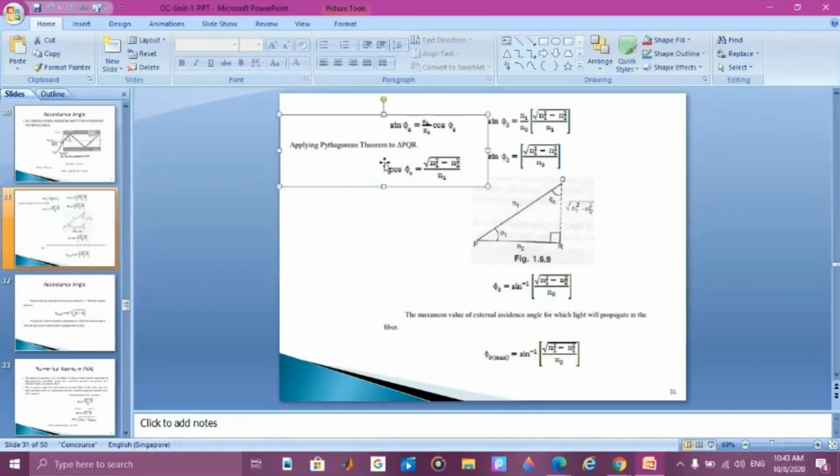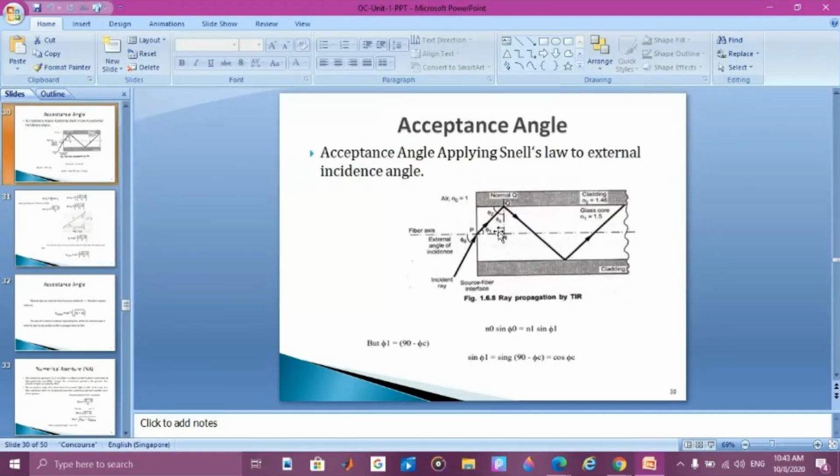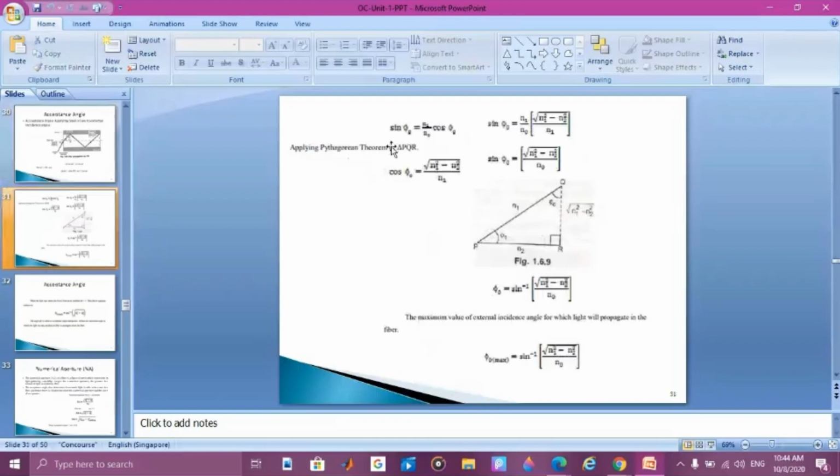Now you know sin phi c equals n1 divided by n0 into cos phi naught. Applying the Pythagoras theorem, what do we get? Here, in this triangle PQR, using the Pythagoras theorem, cos phi c equals root of n1 square minus n2 square divided by n1. How did that come about?